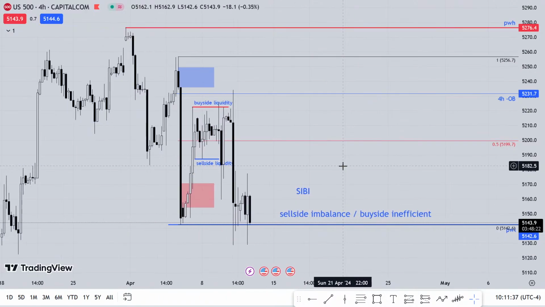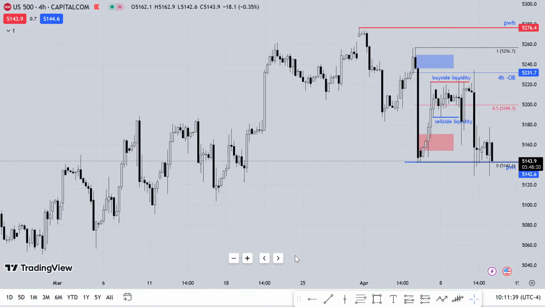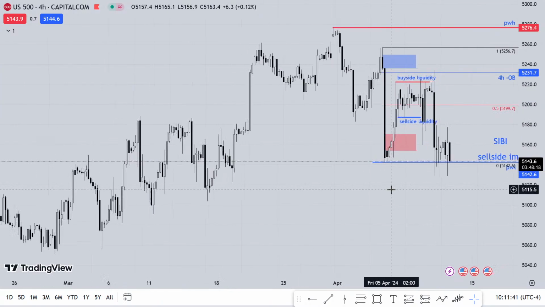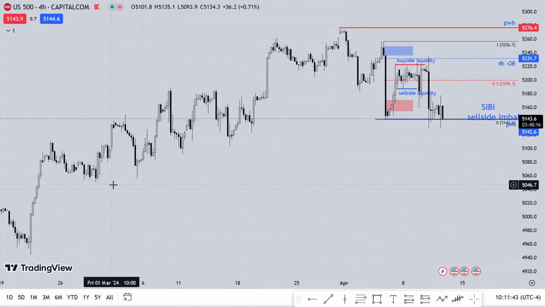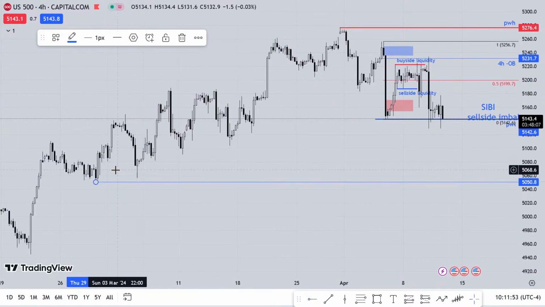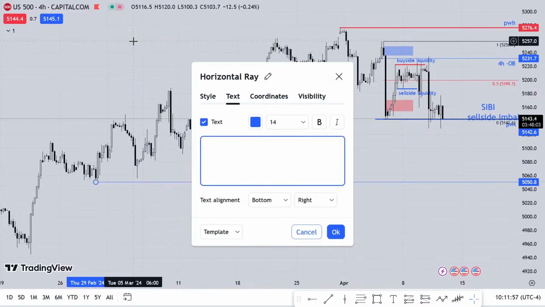We are actually, from a higher time frame narrative, there are relatively equal lows here. So for my long term, this is the pool of liquidity I'm interested in.